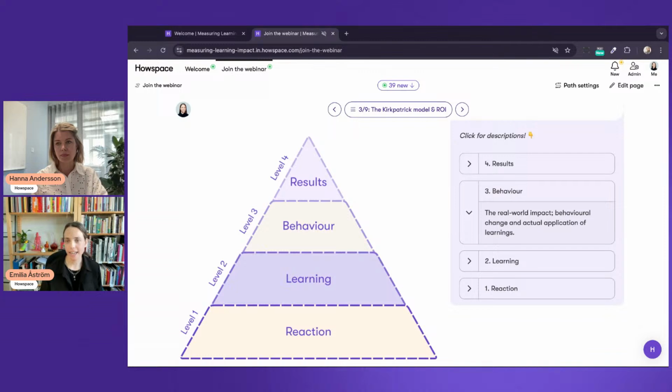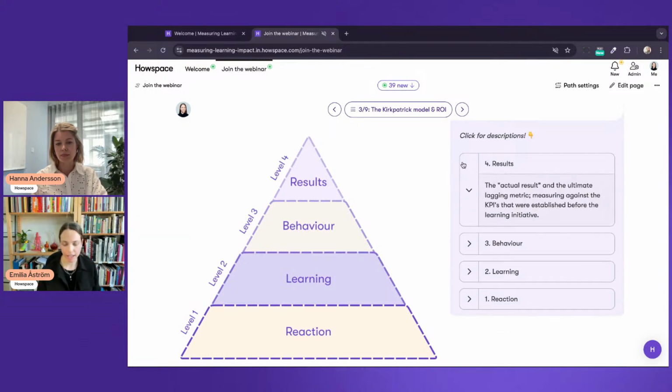And finally, in the last level, we're looking at the results. So this is about the actual business results that we're hoping to achieve as an outcome of the learning. And this is the ultimate level and is often also the hardest one to measure, especially if you didn't define clear, measurable goals before you launched the program. But it's also challenging because the results often happen outside of the learning program, which requires also more collaboration and planning to be able to measure.